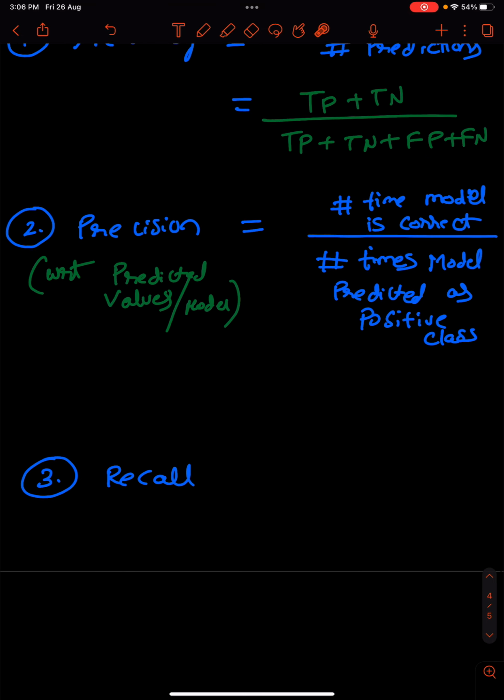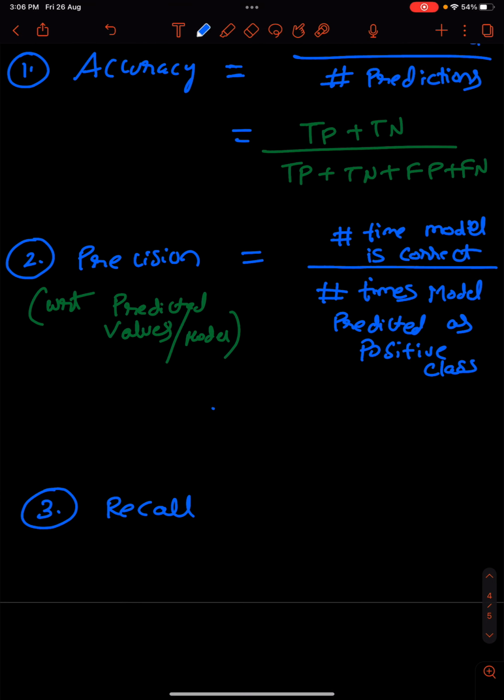But with respect to the formula, if I write it, it will be simply true positive by true positive plus, can you guess what will be over here? False positive, isn't it? Because the total number of times a model predicted as positive will be true positive plus false positive. Okay, this is the formula for precision.